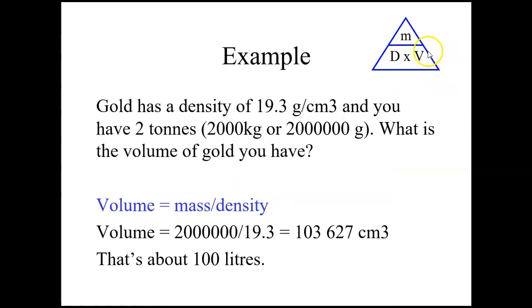So again, if we look at our formula, we cover up volume. Volume is mass divided by density. Write the formula down. Okay, well, the mass is 2 million grams. The density is 19.3 grams per centimetre cubed. 2 million divided by 19.3 is 103,627. That's about 100 litres. So if you imagine 100 litres of milk or something like that, that will be the volume that 2 tons of gold has. Okay, that's it.